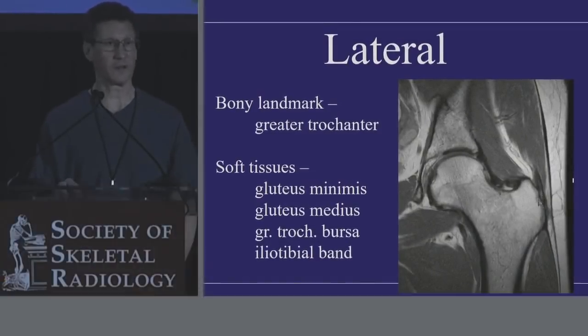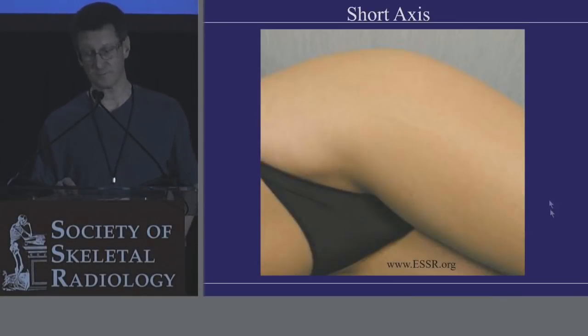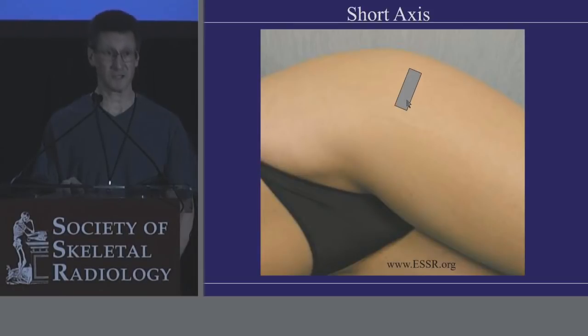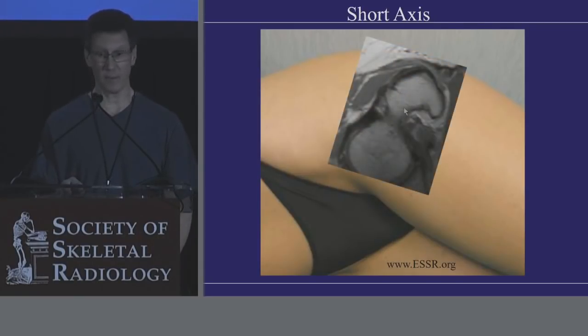And then the lateral side of the hip. So the bony landmark for the lateral side is your greater trochanter, and the structures that we're going to look at are these four things. If you put your transducer short axis, which is how I start looking for the greater troch, I always go short axis first. And if you put up a corresponding axial MR, that's the bony landmark that you're looking for, that little promontory between your anterior and lateral facets.